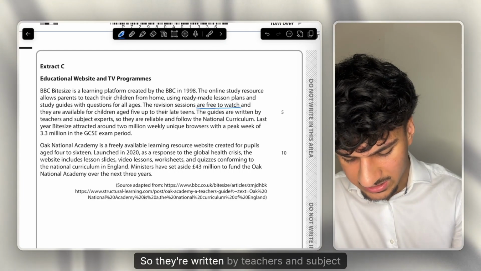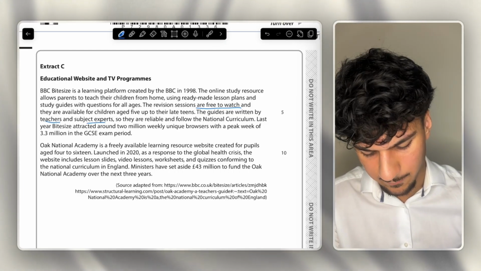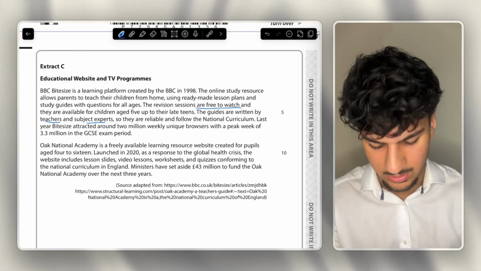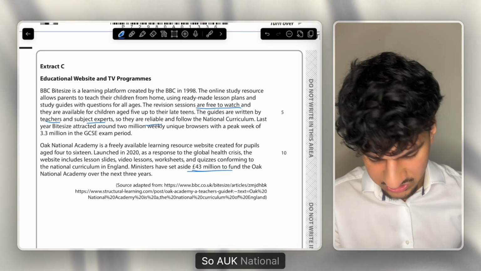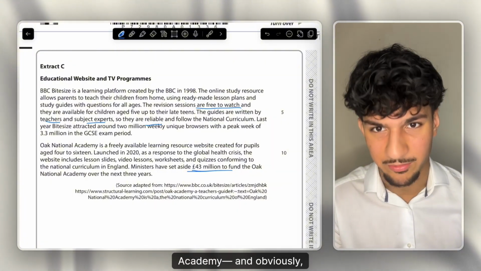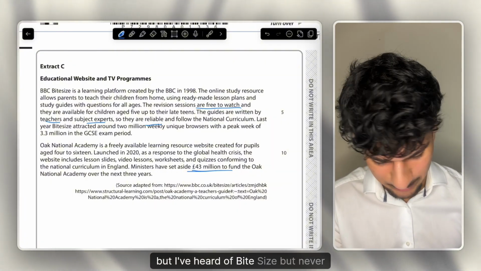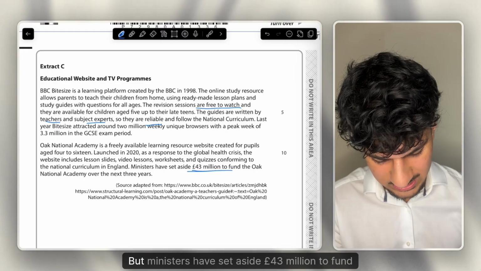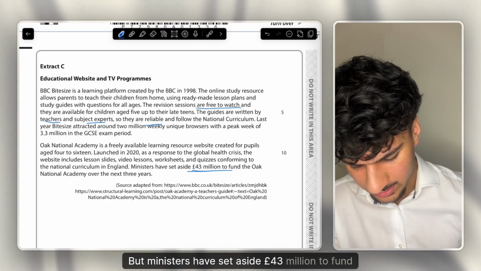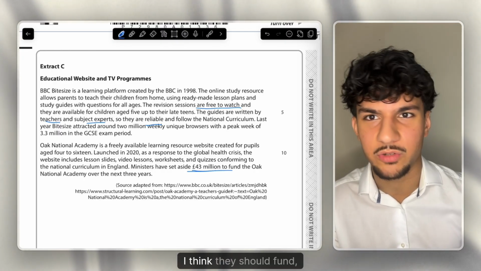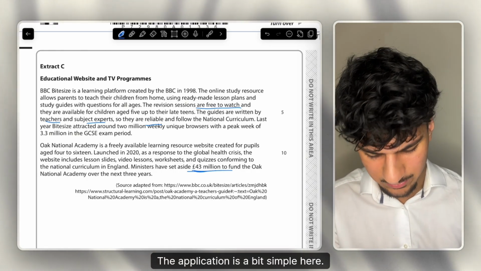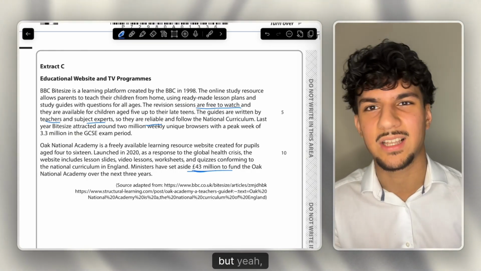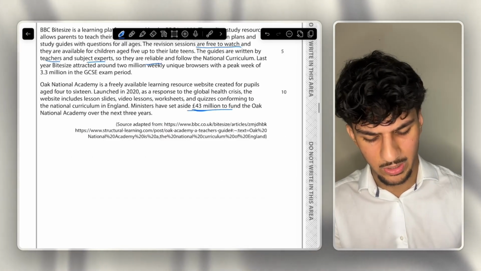But yeah, what else does this say? So they're written by teachers and subject experts. So I guess it says it's more reliable, and the government are investing into it. So Oak National Academy, and honestly, I've never heard of that, but I've heard of Bitesize, but never Oak National Academy. But ministers have set aside 43 million to fund it. I think they should fund 43 million for my economics videos. But yeah, the application is a bit simple here. There's not really much that jumps out to you.